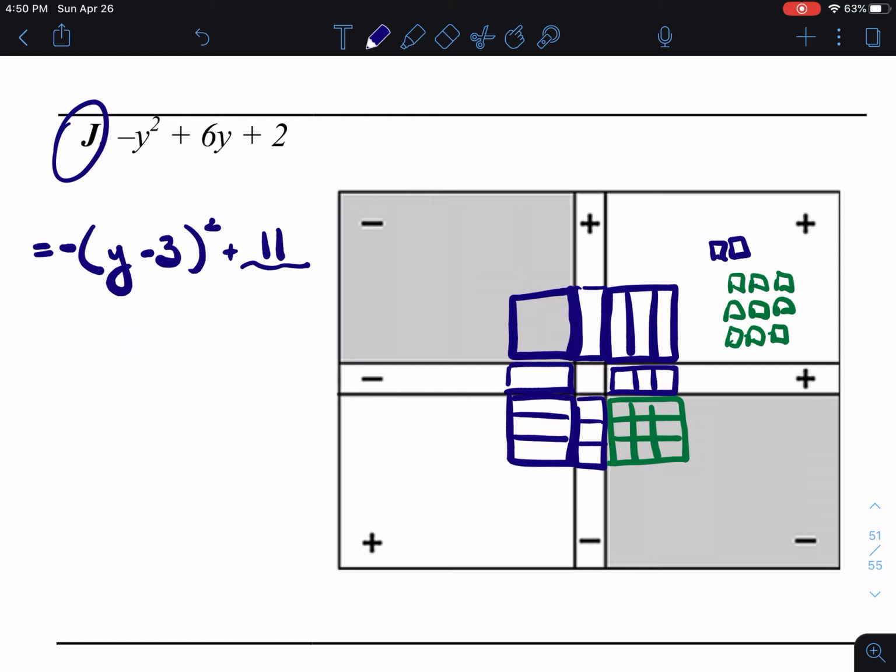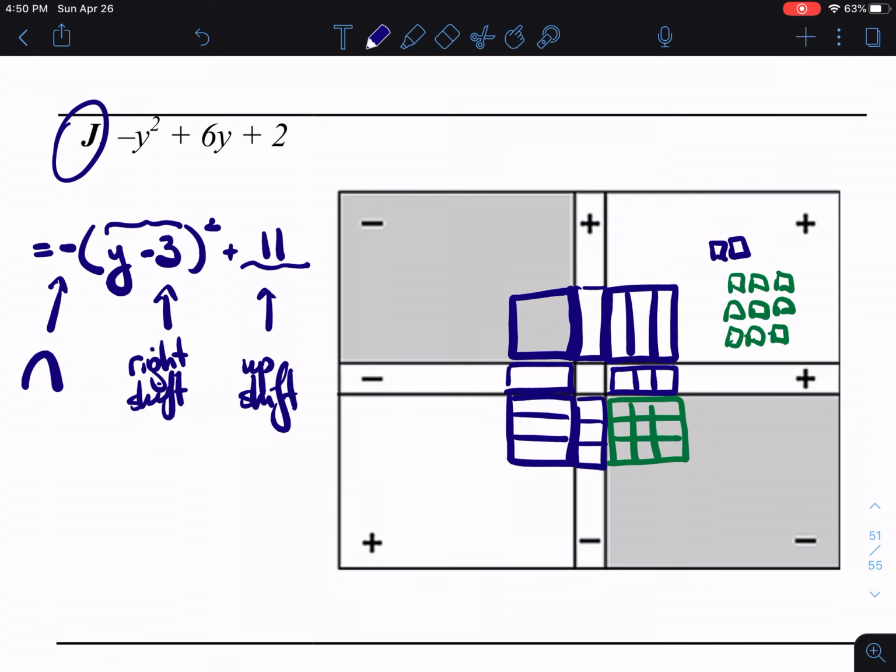Now, if we're looking for interpreting this, this means that it'll open downward. This means that this value will be 0 at y equals 3. So right shift by 3. And this means up shift by 11. Right? So our vertex, this point that would normally be 0, 0, would actually be at 3, 11.